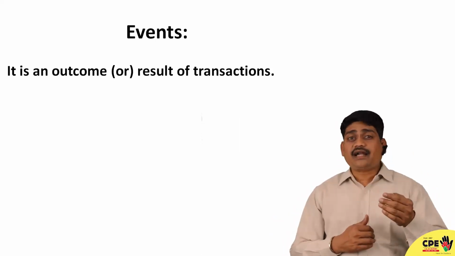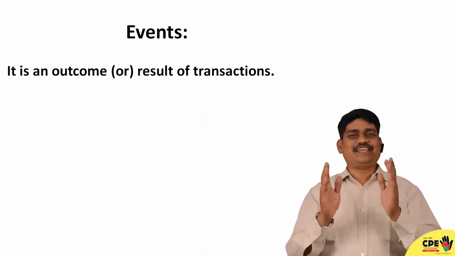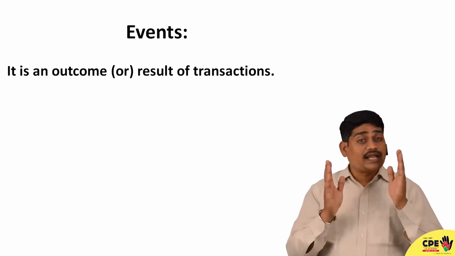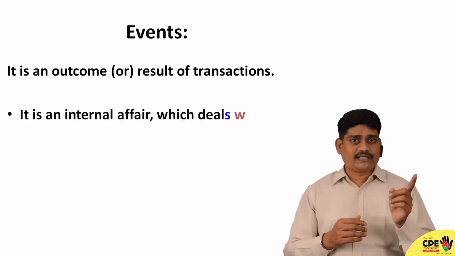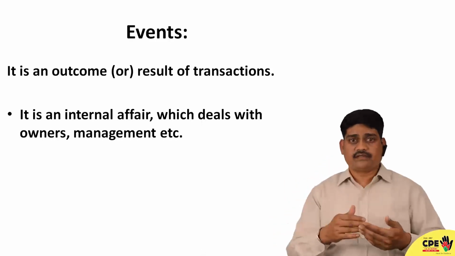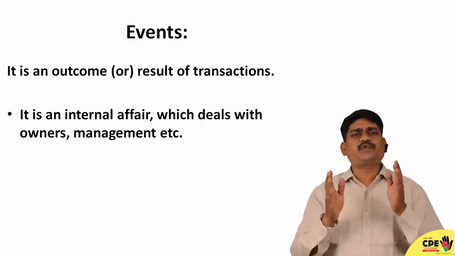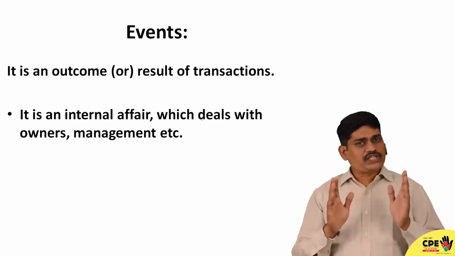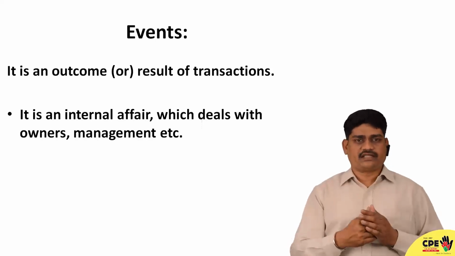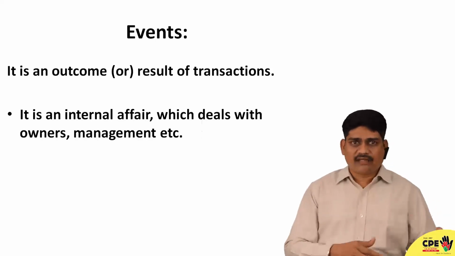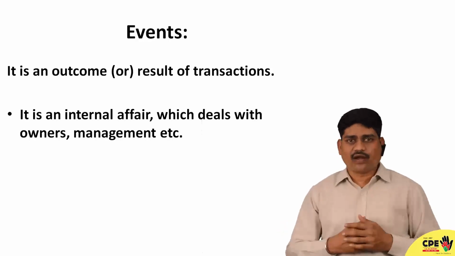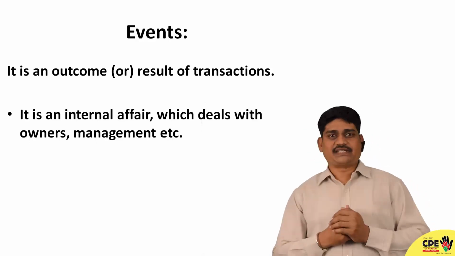That outcome or result of a transaction is known as an event. It is an internal affair. As we discussed earlier, a transaction is external, meaning somebody else is joining with us in the particular activity. But an event is a pure internal affair which deals with owners, management, etc. Internally we calculate our profit, the balances of assets and losses, and unsold stock, well known as closing stock. All these come under events.